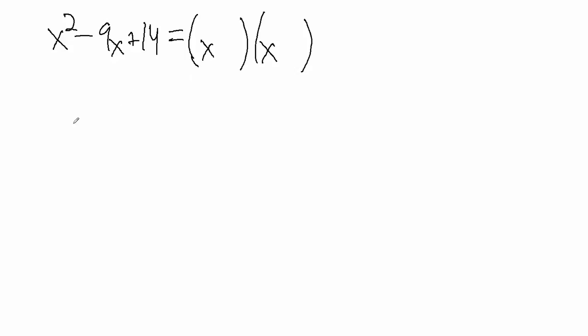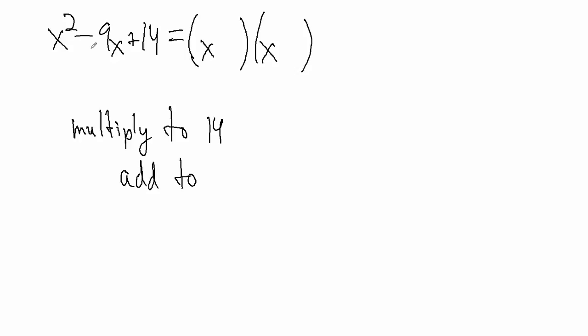Okay, we want two numbers that multiply to this guy right here, which is positive 14. And we want those two numbers to add to negative 9. Okay, we want to be careful with the minus sign here. So here we have minus 9x, so we have to have those two numbers add to negative 9, not positive 9. Okay, so again, we want those two numbers to multiply to positive 14, and they have to add together to get negative 9 because of the minus sign right here.